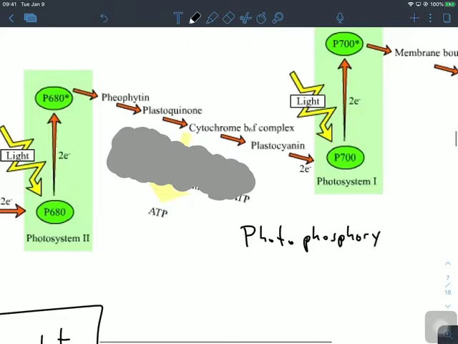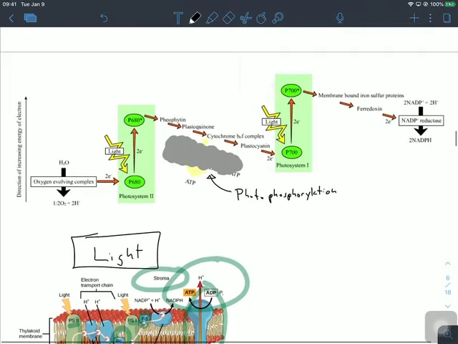Photophosphorylation. It is the process by which light energy is used to generate ATP. And so it is photophosphorylation that's happening here at the cytochrome b6f complex. So that's the source of energy. It's light, photo, that is phosphorylating, or adding a P to our ADP to charge it into an ATP.